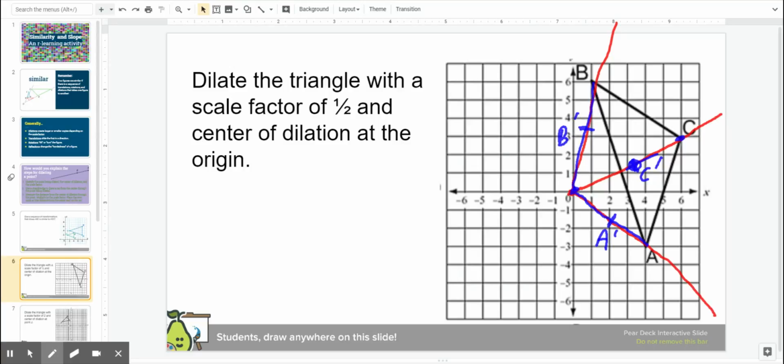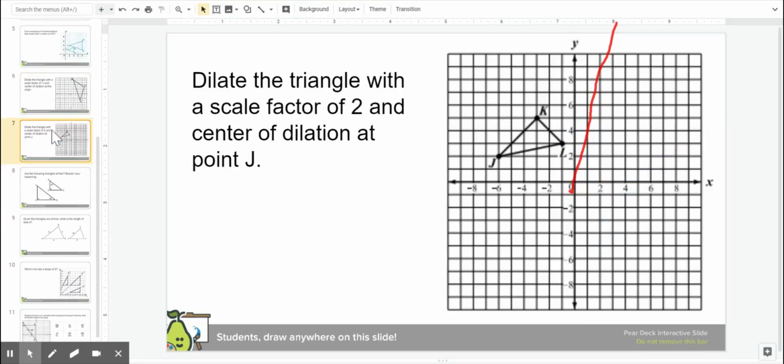And do the same for B. And let's just say halfway is there. B prime. And then you would connect your dilated points and say, there we go. That is the triangle dilated by 1/2 using the origin as the center of dilation. All right, let's check out the next one.